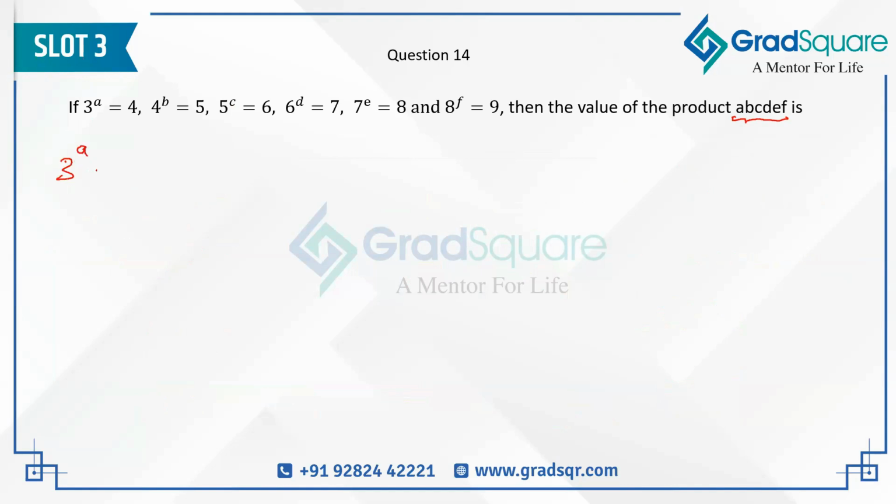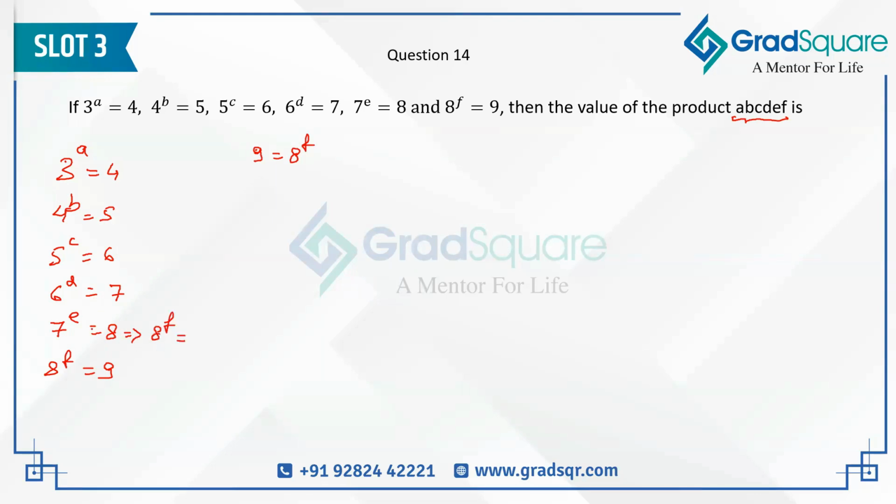Look at this. 3 power a turns out to be equal to 4. 4 power b turns out to be equal to 5. 5 power c is turning out to be equal to 6, and 6 power d is turning out to be equal to 7. 7 power e is turning out to be equal to 8, and 8 power f is turning out to be equal to 9. Now start from this. For the last one, where you say 9 is equal to 8 to the power of f, correct? Now from this, can we write 8 power f once again in another term?